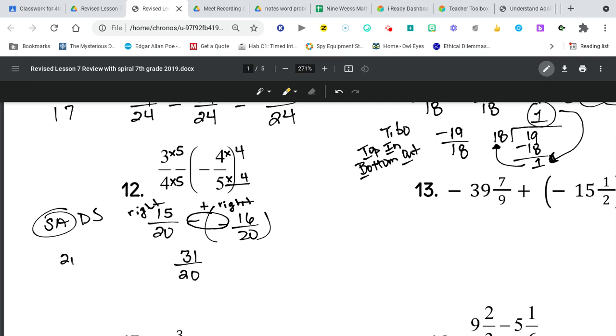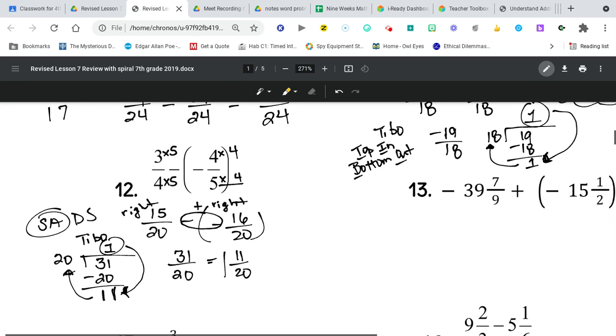However, it's improper, so I'm just going to use long division again, or top in, bottom out. How many groups of 20 can you get out of 31? Well, that's only 1 with a remainder of 11. So this ends up being 1, and the fractional piece is 11 over 20. And that's all you do.